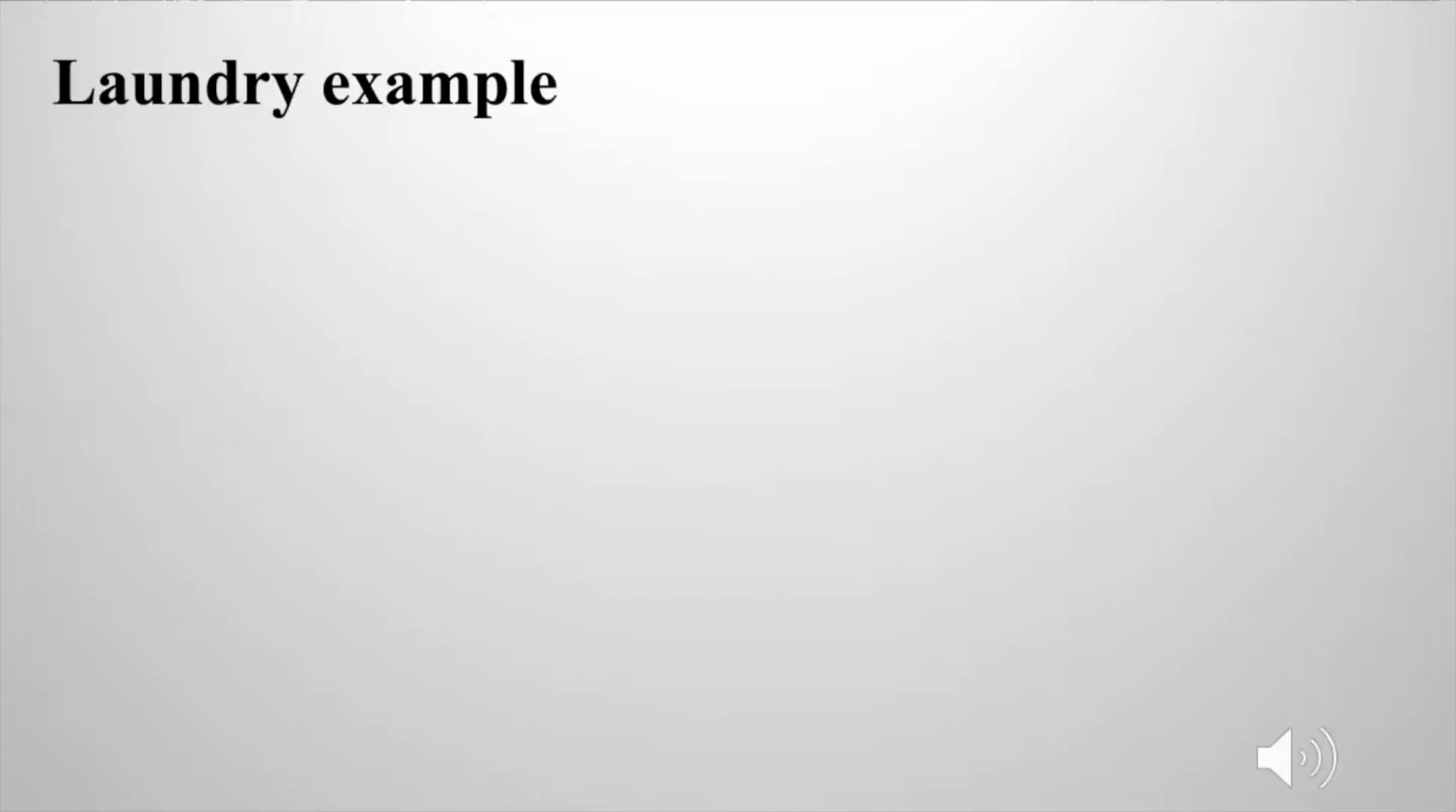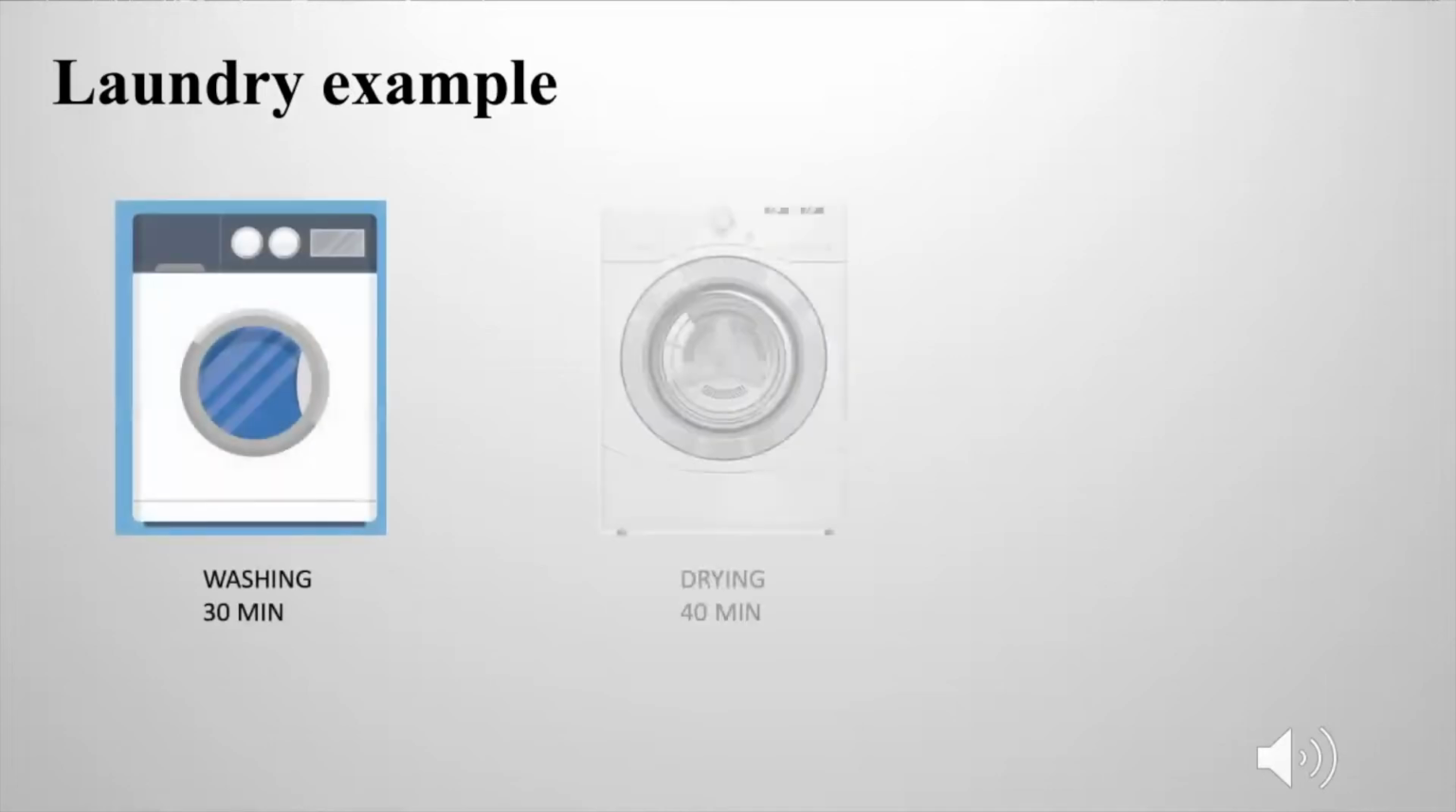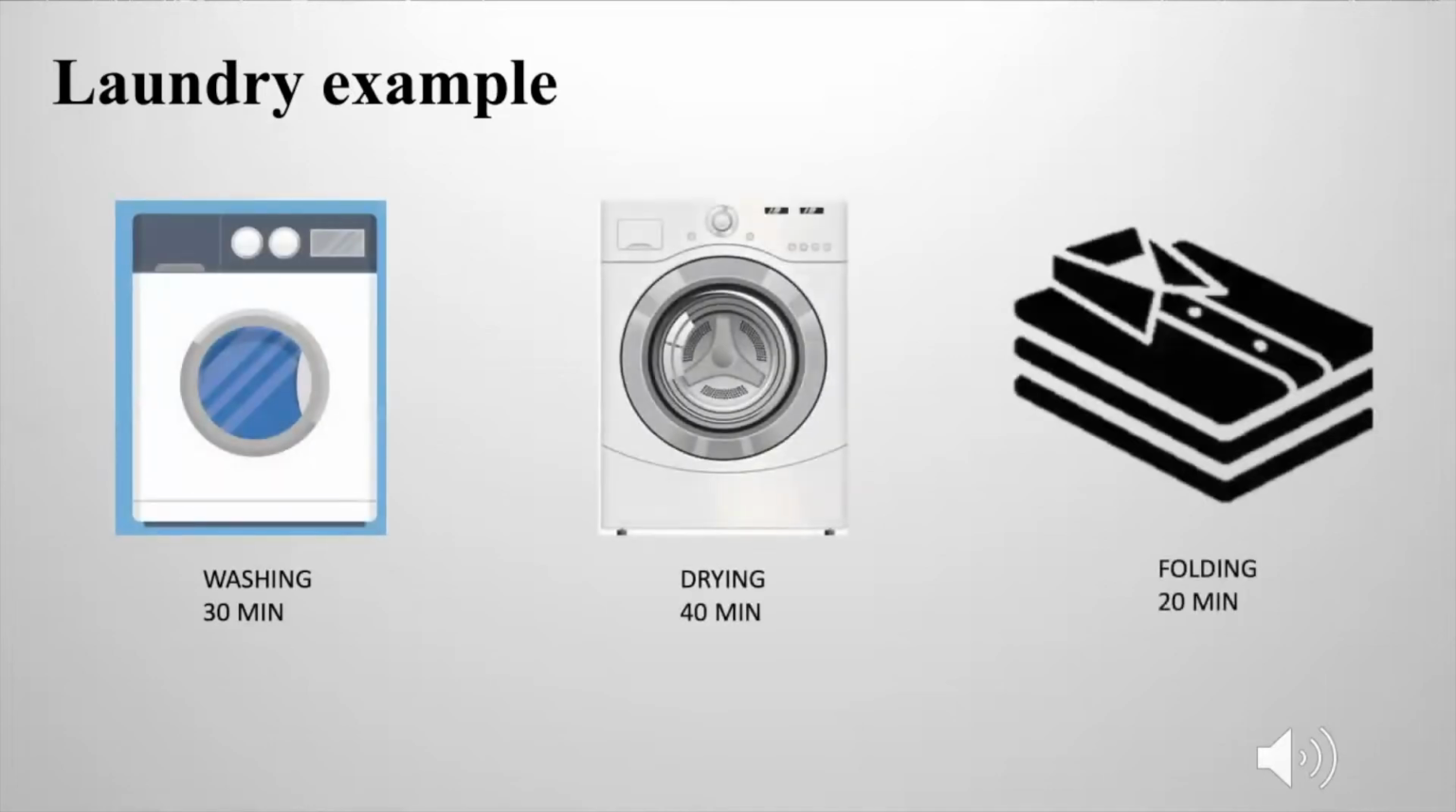So to illustrate this concept of pipelining, I'm going to be talking about a real-life example that can be an analogy to that concept, which is the laundry example. So here we're talking about the process of laundering. We're doing a load of laundry. Doing laundry is a process that can be decomposed into 3 major steps, which are washing, drying, and folding. Respectively, they each take 30 minutes, 40 minutes, and 20 minutes, as seen on the screen here.